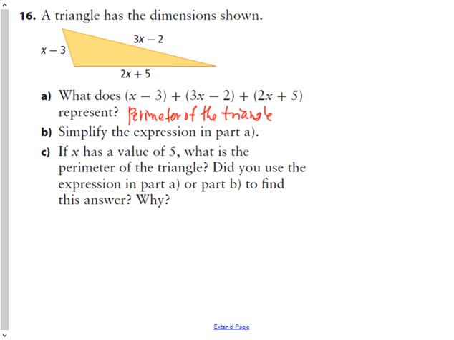Simplify the expression in part A. So we're adding them, so we don't need to keep, flip, change. We just have to add them. An x and a 3x and a 2x makes a 6x. A negative 3 and a negative 2 make a negative 5. A negative 5 and a positive 5 make a 0. So your answer for the simplification is just 6x.